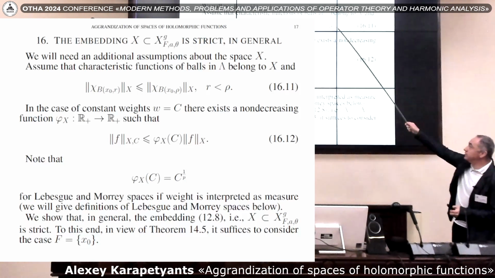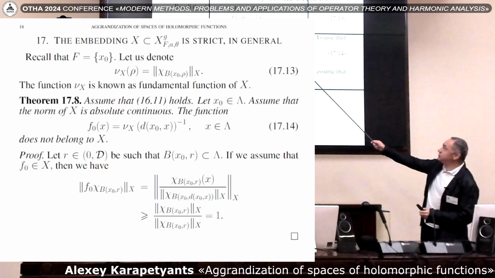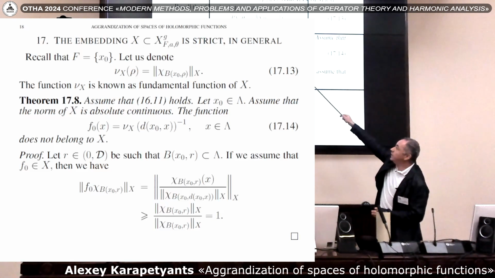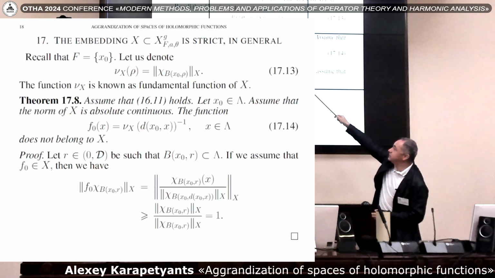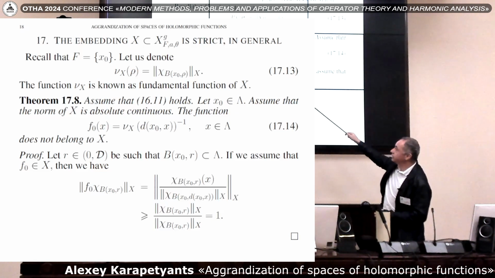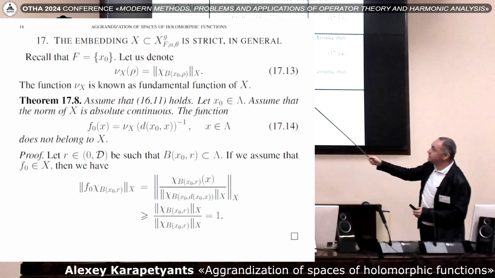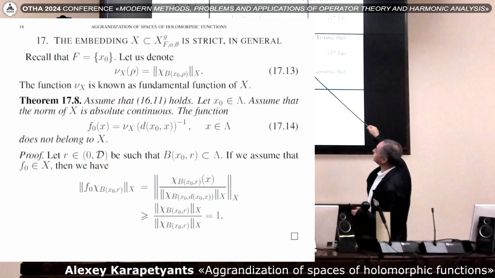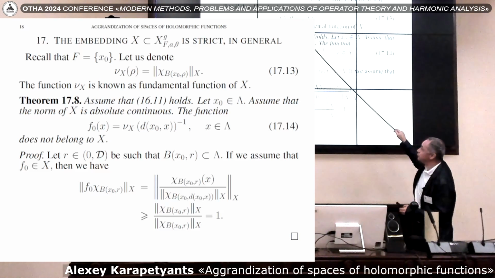Okay, so only these two conditions. And we take this function, again, we take the characteristic function of a ball. We calculate the function f0 as the characteristic function calculated at this distance. And we easily can prove, of course, under the assumption that the norm of x is absolutely continuous.